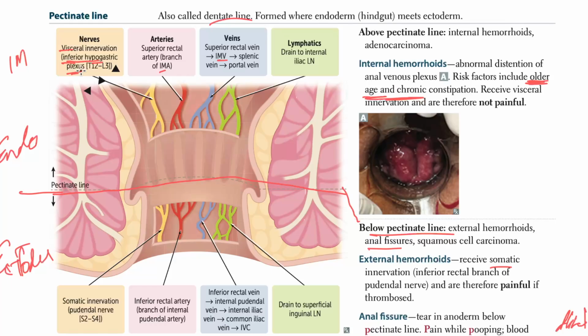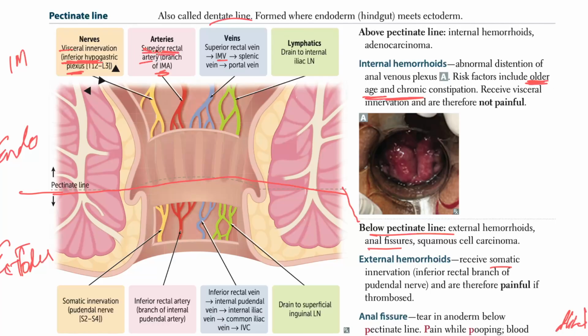So here you have the inferior hypogastric plexus. You can't have a vein for the nerve, right? So that's why it's not a vein. You have the inferior hypogastric plexus, that's from T12 to L3. Just remember inferior hypogastric plexus. Arteries are a branch of the IMA, inferior mesenteric artery. What is that branch? Superior rectal artery. Superior rectal artery.